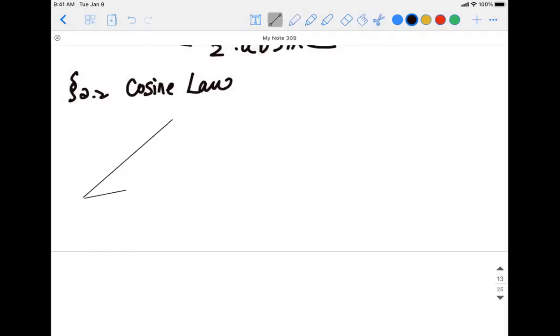Also, this is something like this. You have a triangle, A, B, C, right? Previously, I told you A over sine A equals B over sine B equals C over sine C, and so on and so forth, right? Now, I'm going to tell you something even more interesting. I can just use the three sides A, B, C, and I can find a value for cosine B, cosine C, and cosine A.